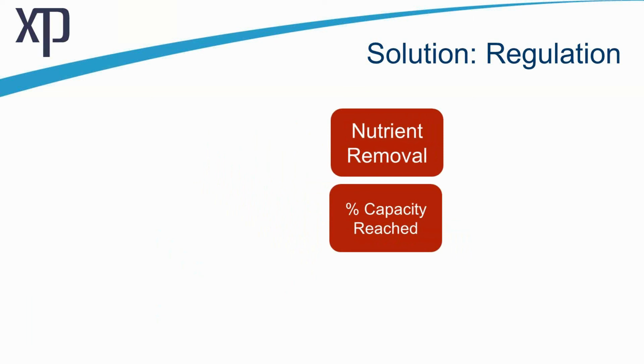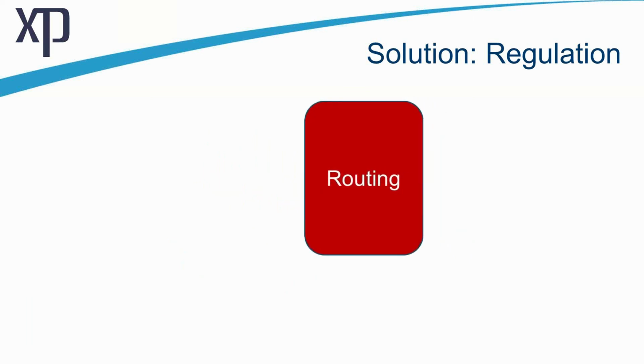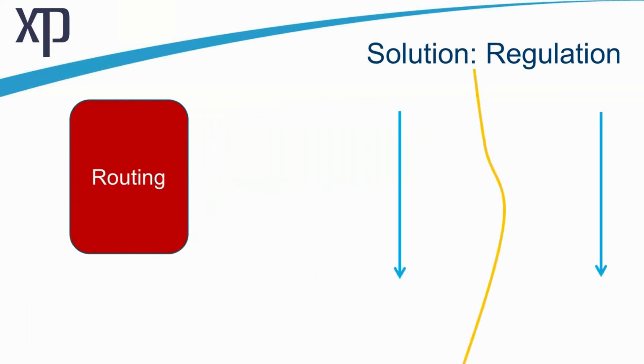So the other side of things is on this nutrient removal and capacity reach. And those are two related things that I'm going to join and call one thing. I'm going to call that routing. So we talked before on optimization about routing. So I'll give you a more thought out example here on the regulations.